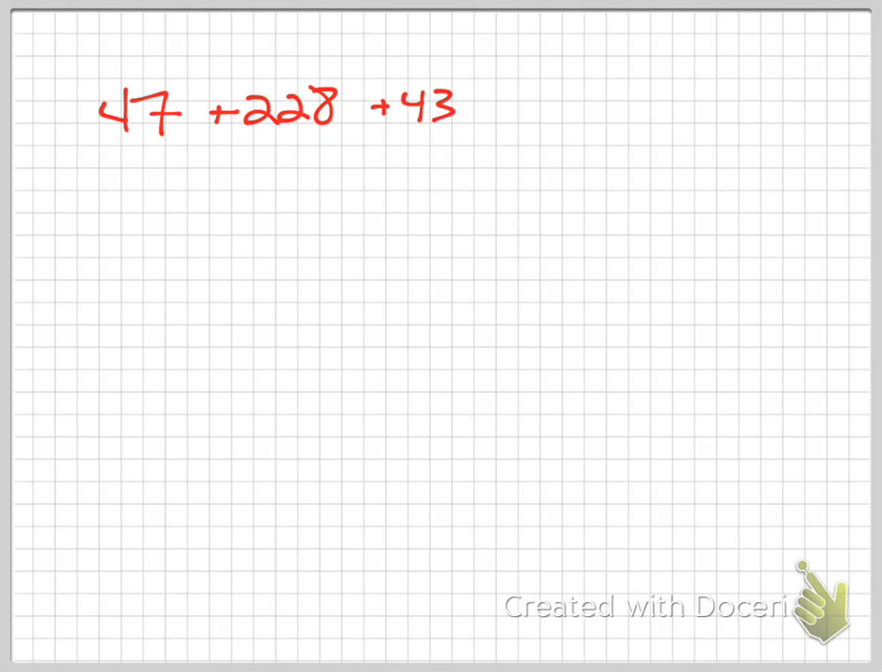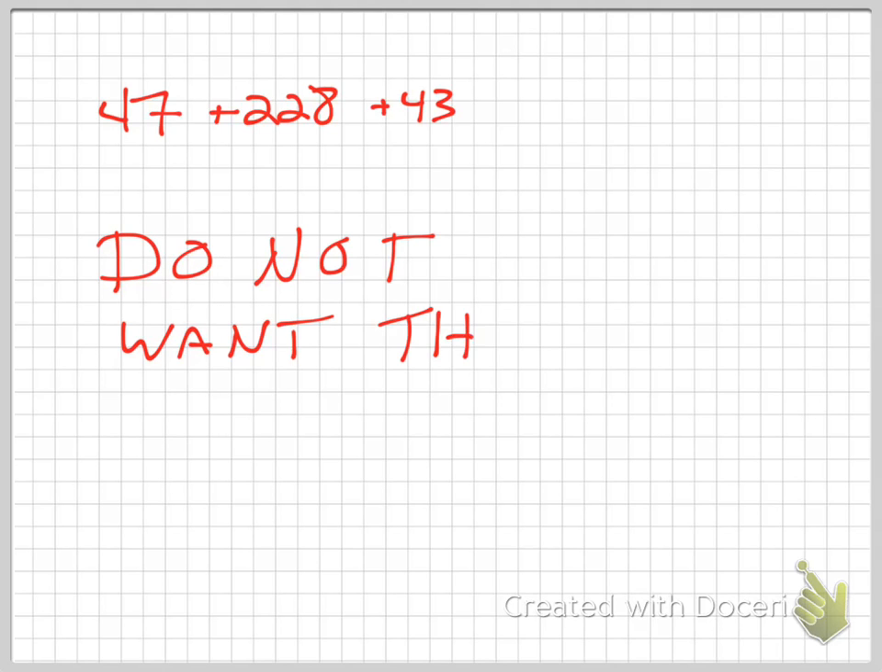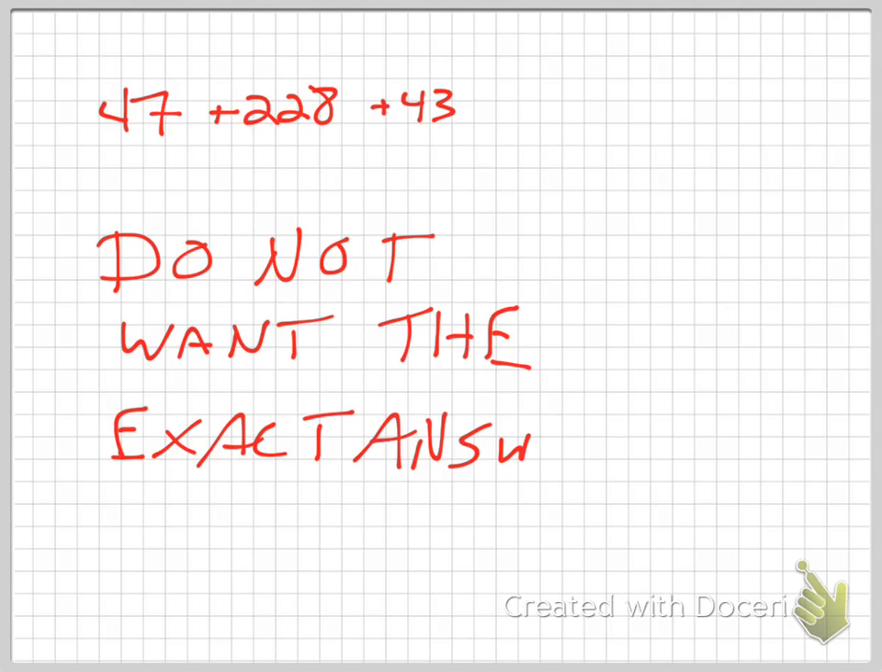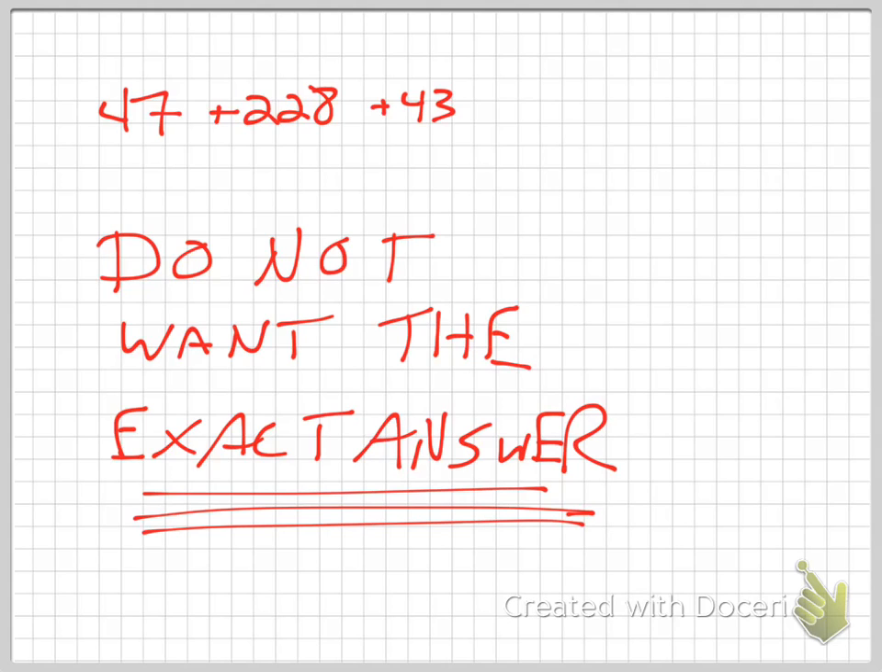Honestly, for tonight's homework, I don't care how you do it. What I do not want, let me be clear here, I do not want the exact answer. If you give me the exact answer, guess what I'm doing tomorrow? I'm marking it wrong because you didn't follow directions. I want you to estimate. I want the estimated answer. I do not want the exact answer.